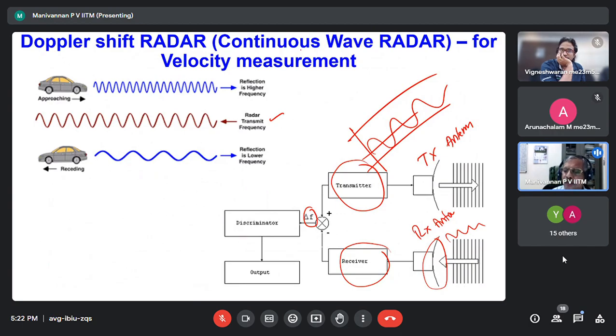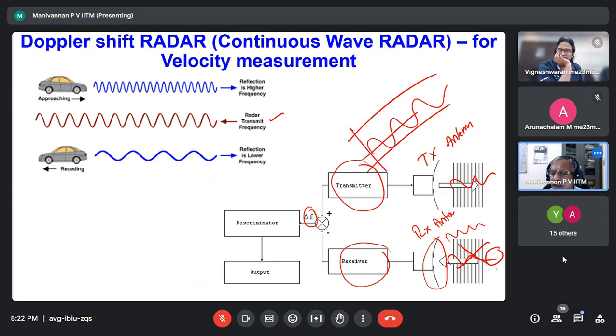Correct? Which you use for measuring with the Doppler shift or continuous radar. It's a block diagonal, you know, but you use two antennas, one for transmitting, because this will be transmitting continuously. It is going to receive continuously, only when the object is in front. Otherwise, the receiving signal will not come.